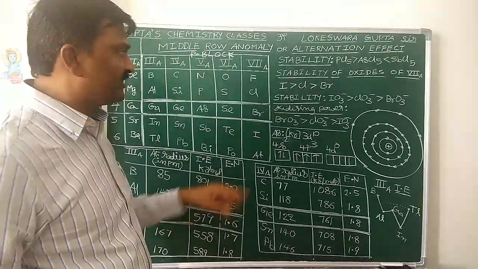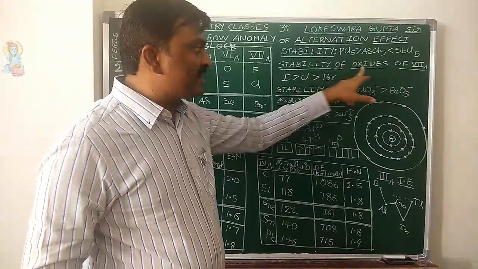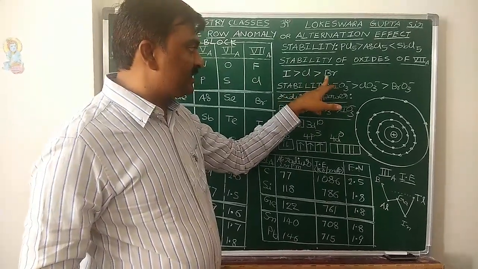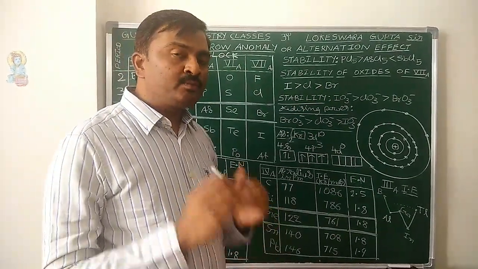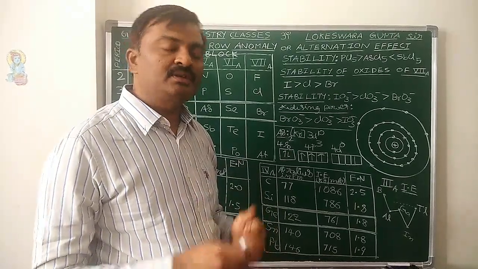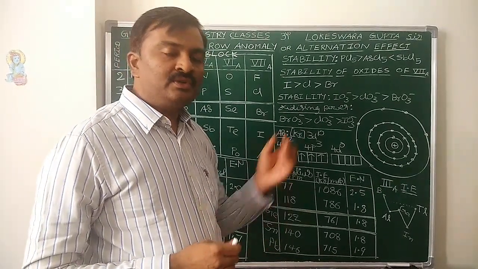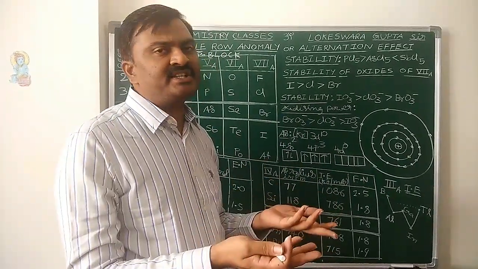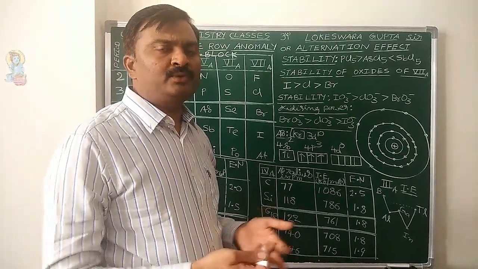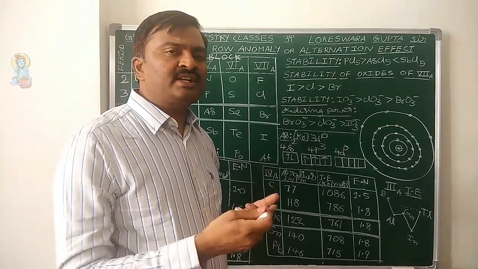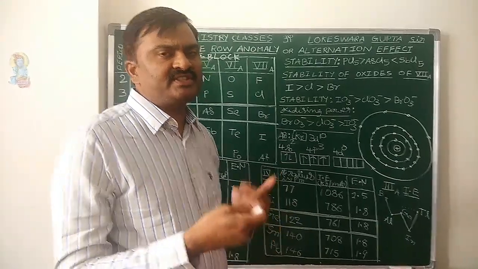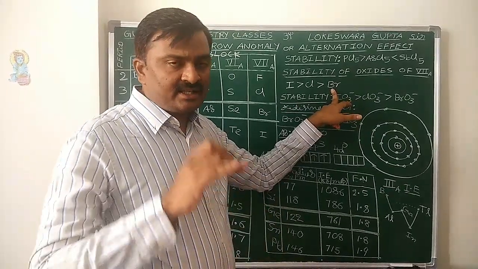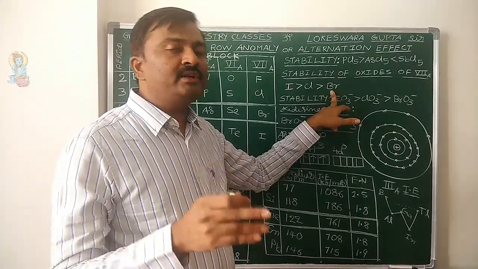Next, another very important one. What is the stability of oxides of halogens? Iodine greater than chlorine greater than bromine. Why are bromine oxides less stable? That is also middle row anomaly. To form the bromine oxides like BrO2, BrO3, excitation is required. But due to the poor shielding effect of d electrons, nucleus attraction over the 4s electrons is more, so excitation is difficult. So that's why bromine oxides are less stable due to middle row anomaly.